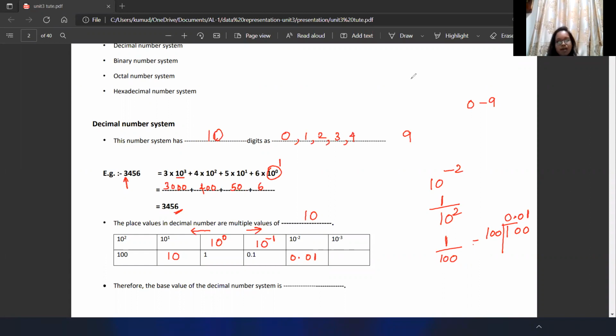Okay, what about 10 to the power minus 3? 0.001. Right?